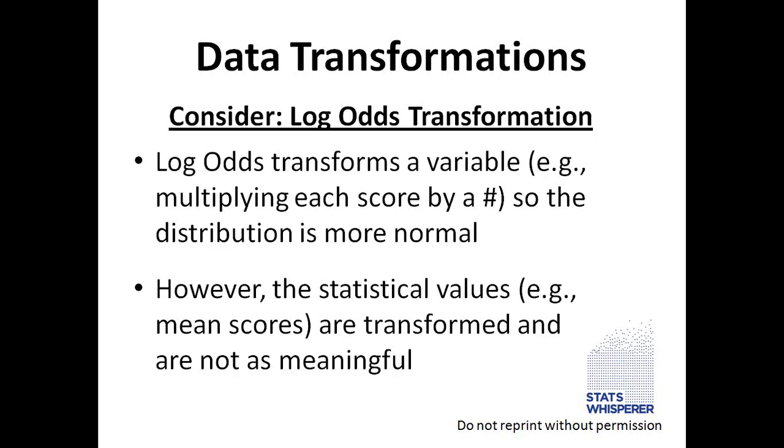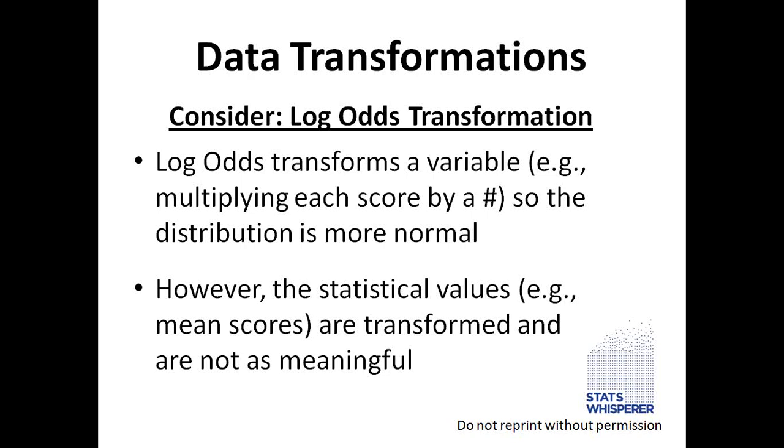So log odds. What are log odds exactly? Well, it'll take that variable, like the untransformed age with the outliers in it, and instead of removing those outliers, it'll multiply each score by the same number, and that'll help the scores spread out, and the distribution might be more normal because of this multiplication and this transformation of the variable.